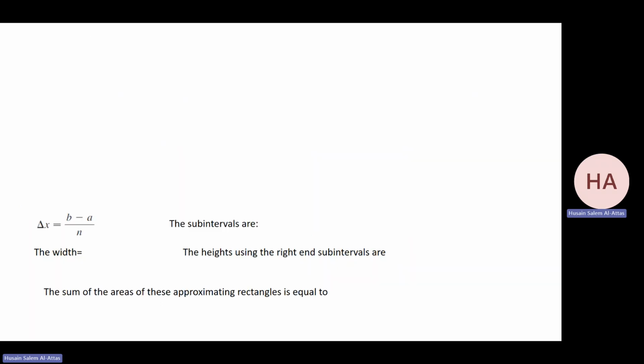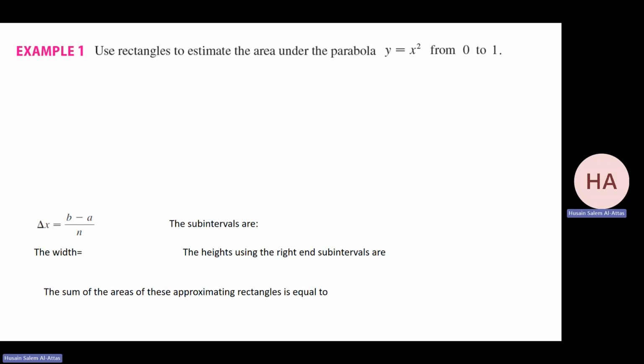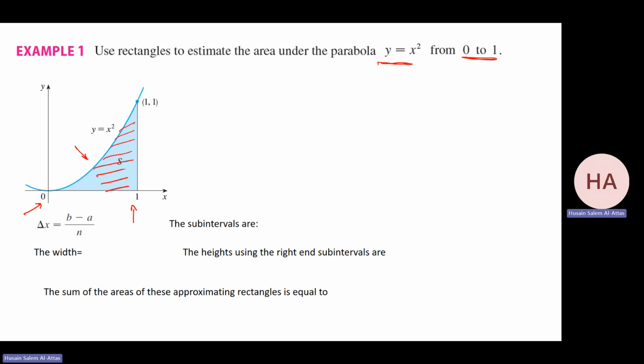Now let us talk about the area, or what we have mainly in this section. In this section, we are looking for what? You have, for example, a function from x0 to x1 or from a to b, and would like to estimate the area under that function. For example, I have y equals x squared. This is the graph of y equals x squared. I want it from 0 to 1. I'm looking for this area. How to find this area?